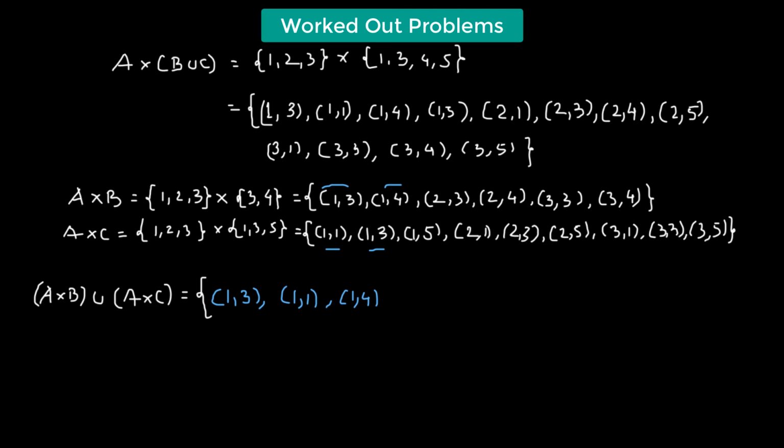Then we have (1, 3). We have already taken care of it. Then we move on to (2, 1). Yes, so we have a (2, 1) here. And we look for (2, 3). There are two of them. Then we go for (2, 4). That's the only one. Then we go for (2, 5). So we have a (2, 5) here.